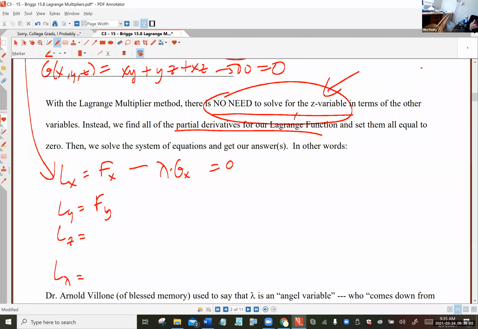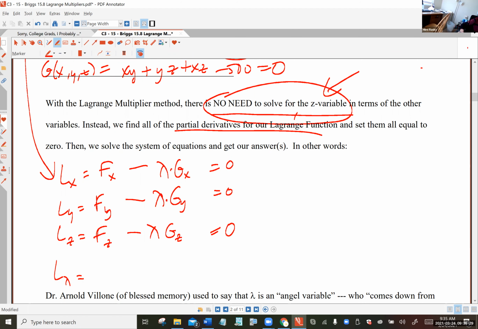The Lagrange function's partial with respect to y, Ly, is Fy minus this Lagrange multiplier lambda times the partial of g with respect to y, set equal to 0. And then the partial of L with respect to z is the partial of f with respect to z minus lambda times the partial of g with respect to z. Set that equal to 0.